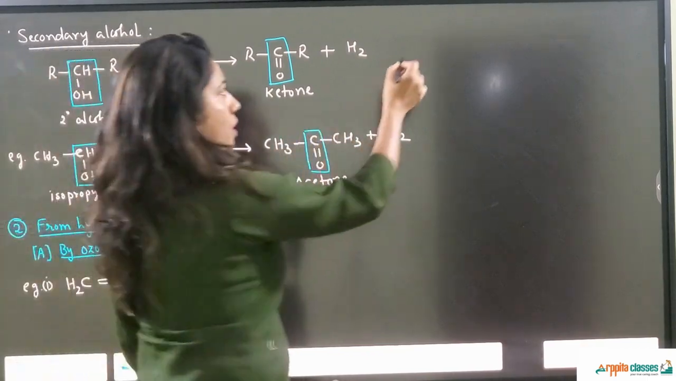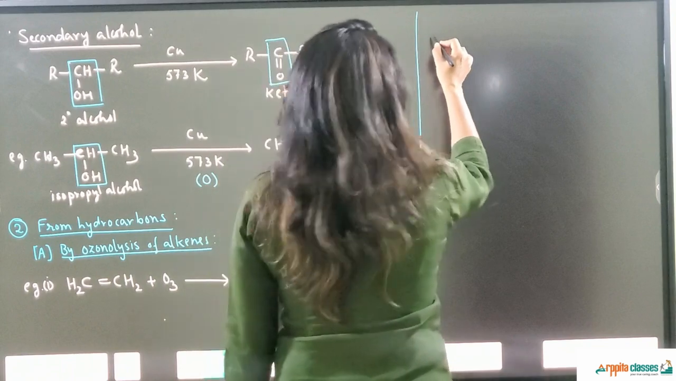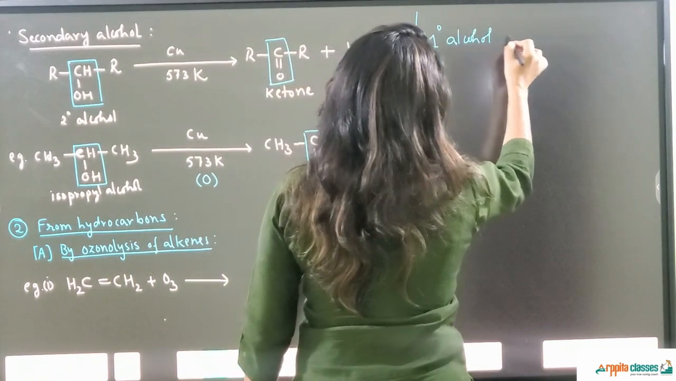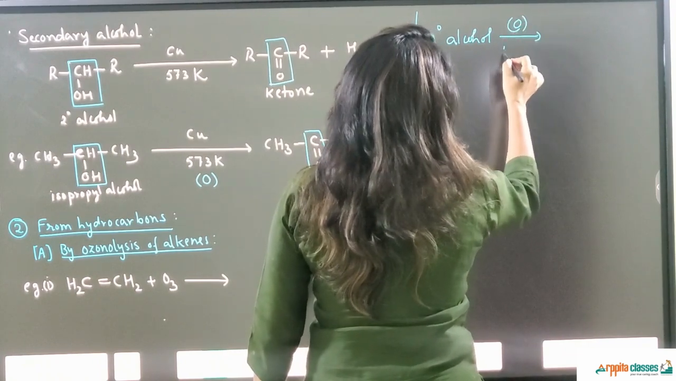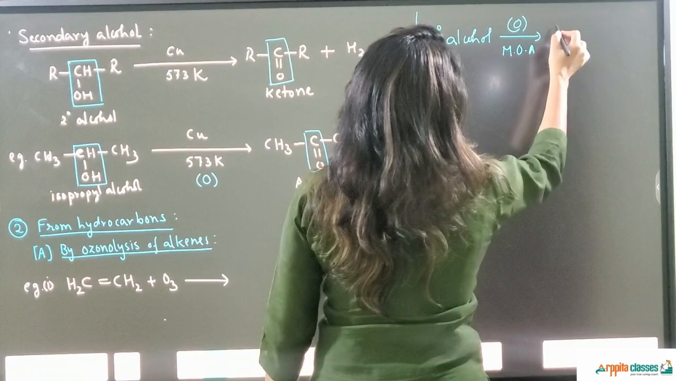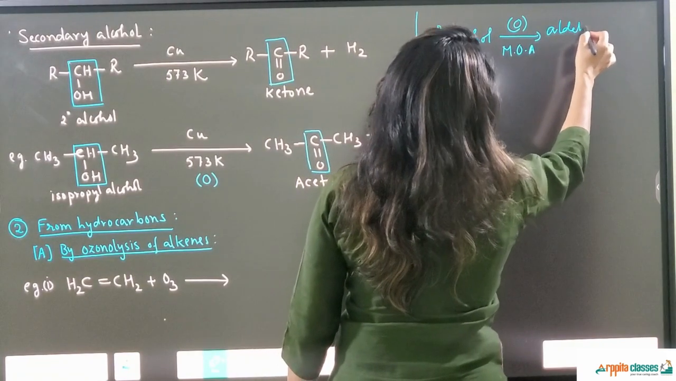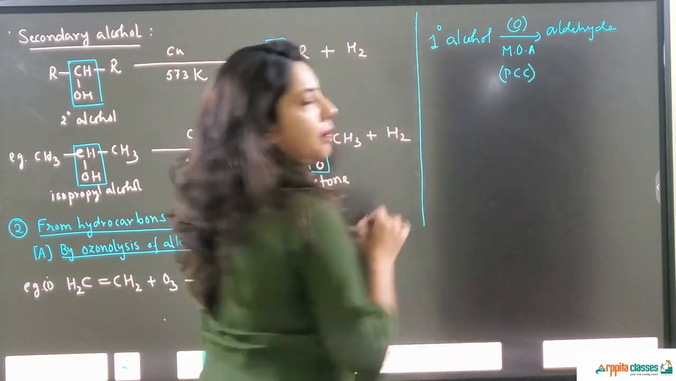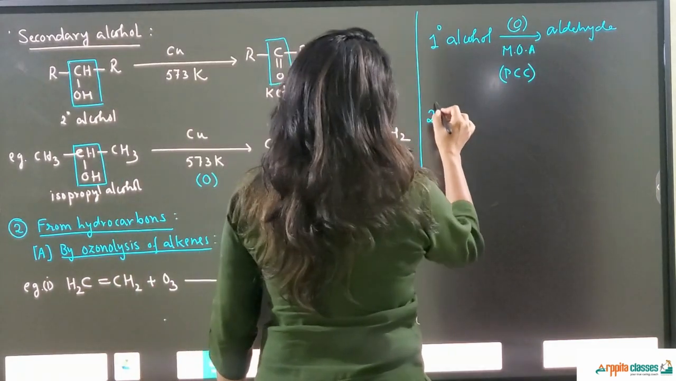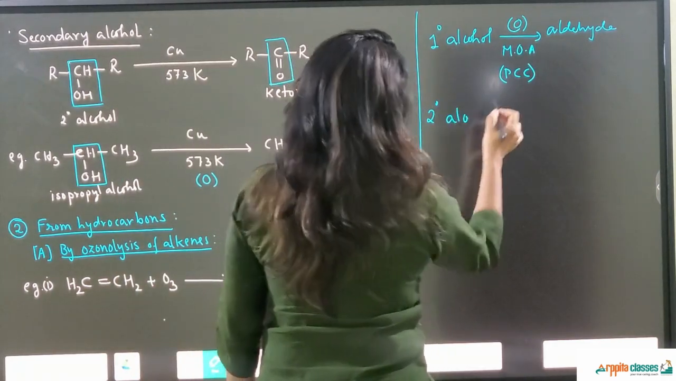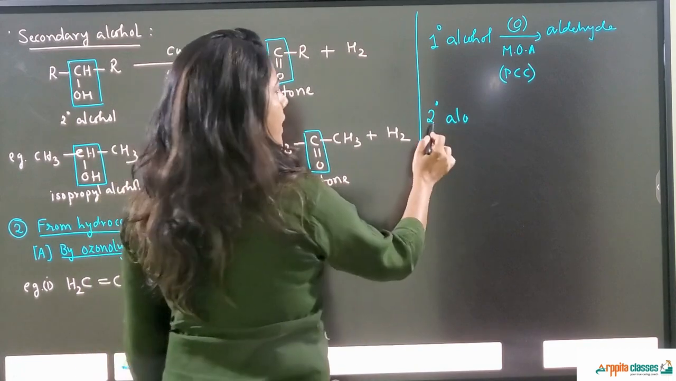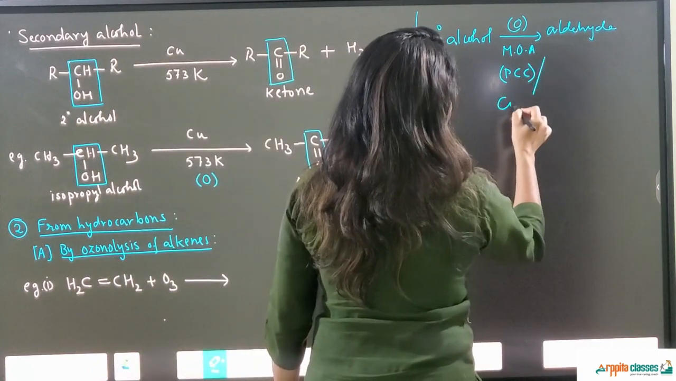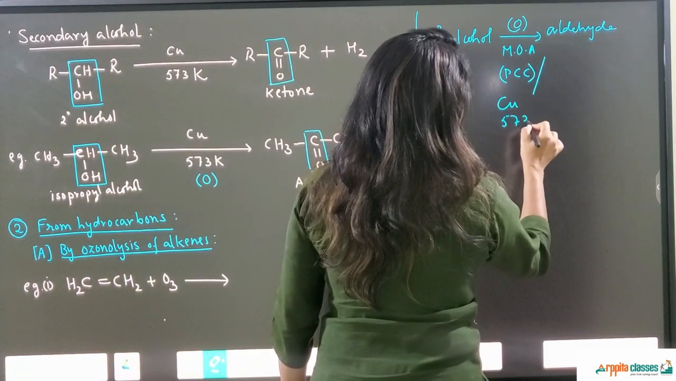Okay, so here what is the summary we get? That is, if we have a 1 degree alcohol, on oxidation with a mild oxidizing agent, we get aldehyde. This mild oxidizing agent can be PCC, pyridinium chlorochromate. If we have 2 degree alcohol, we can use pyridinium chlorochromate, or also copper along with 573 Kelvin temperature.